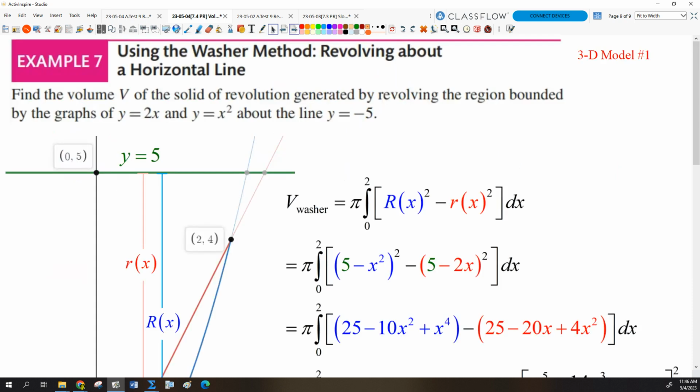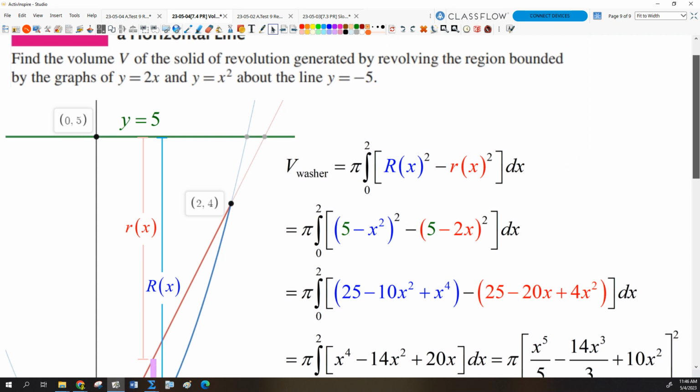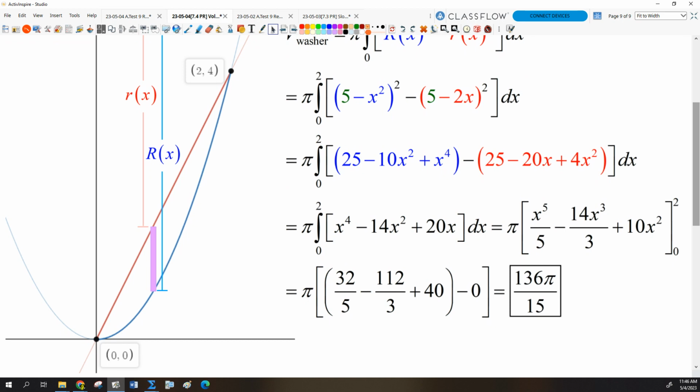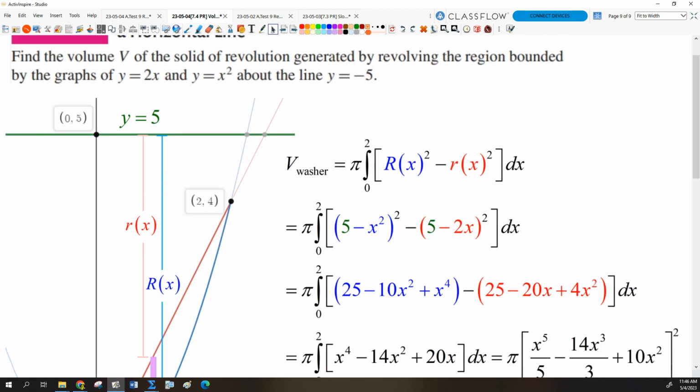Last one is, what if we're going to revolve something about an axis other than one of the coordinate axes? That's no big deal. So what if we're going to revolve the area defined, same area as last time, right? Defined by the line y equals 2x and y equals x squared. So we've got this area. But instead of revolving this around the x-axis or the y-axis, we're going to revolve this around the line y equals 5. Okay. Well, y equals 5 is a horizontal line just like the x-axis, isn't it?